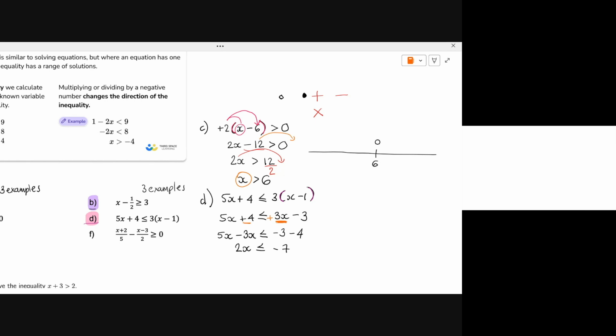How did we get the 3? Oh, Andile, remember? 3 times x is 3x. And then 3 times -1 is -3, right? So now I've got 3x and -3. Is that okay, Andile? Are you understanding that part? You okay with that? Cool.